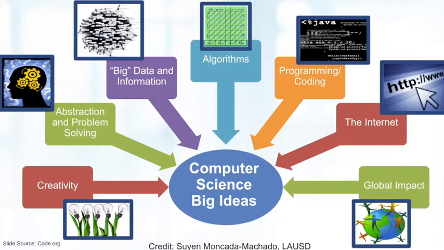And computer science, as a true definition of computer science, has some really big ideas. So one misnomer is that people think that computer science is programming. Well, actually, programming is a subset or part of computer science, but it's not the only thing that computer science is. So I like this slide because this slide tells us some of the other categories that fall under this big idea that computer science encompasses. So you have creativity, abstraction and problem solving, big data and information, algorithms, programming and coding, the internet, and the global impact of computing.